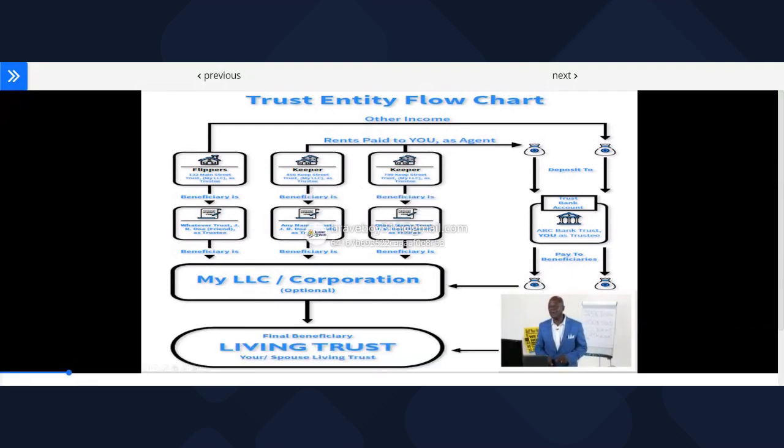Now, on the bottom row, that's if you want to get into complete estate planning. That's where you have your final beneficiary, which would be you and your spouse, who would be the beneficiary of your LLC corporation and all of your assets. And that's what we'll be talking about a little bit later, where you can form an A-B trust.